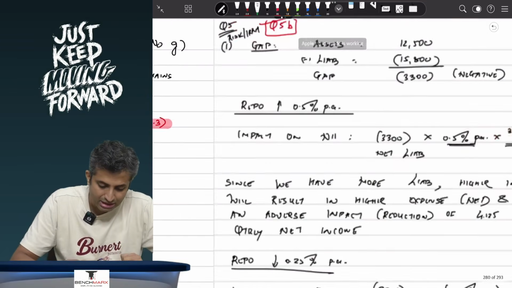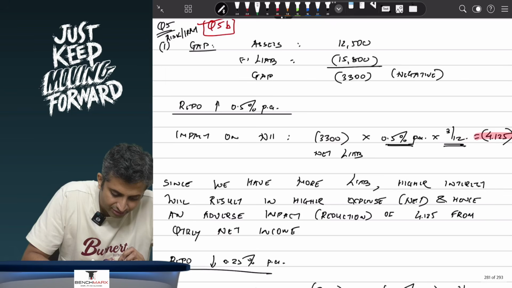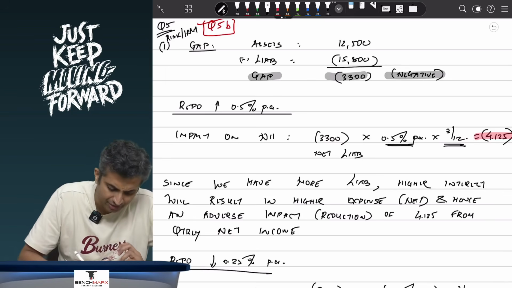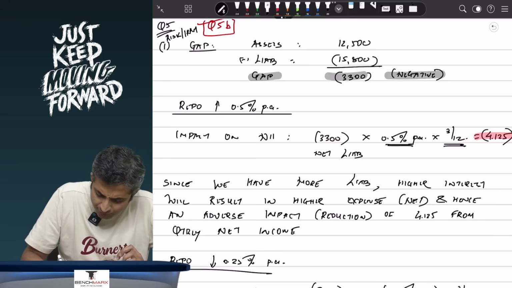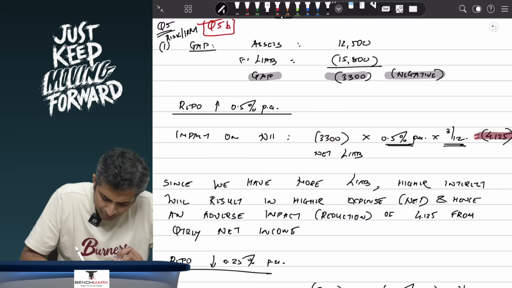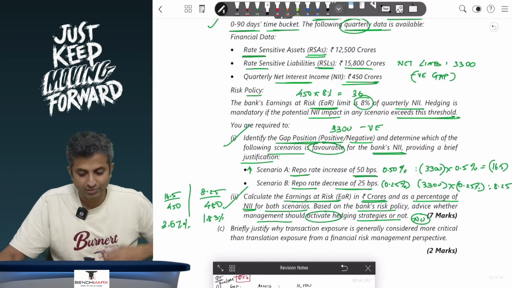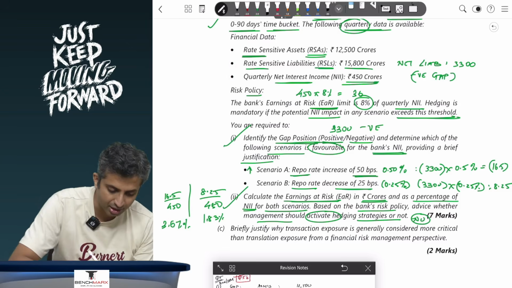So when I look at, let us say, this question, the gap analysis is the difference between assets and liabilities. So this is a 3,300 net negative gap. The impact on NII would be 4.125. Since we have more liabilities, higher interest will result in higher expense. Did we get? Oh, my bad. I missed something fundamental. I'm sorry.